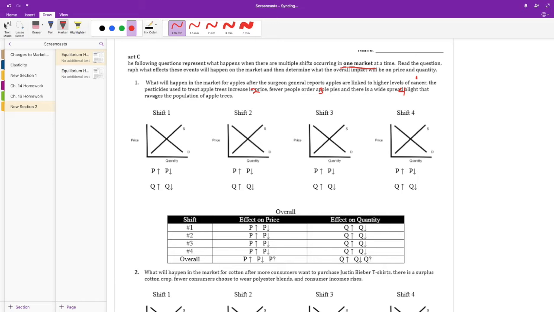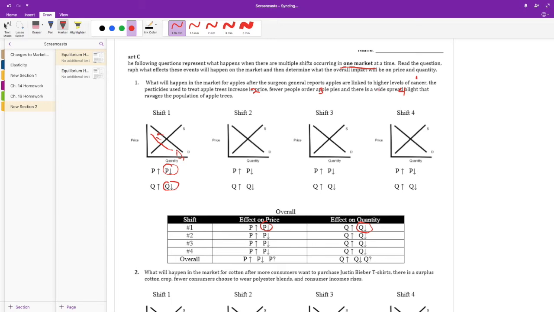Now, shift 1. Apples are linked to higher levels of cancer. I would expect demand to decrease, so I'll go from D to D1. Now, I'm not going to graph all this, but I'm going to say price goes down, quantity goes down. What's the effect on price? Price falls, quantity falls.